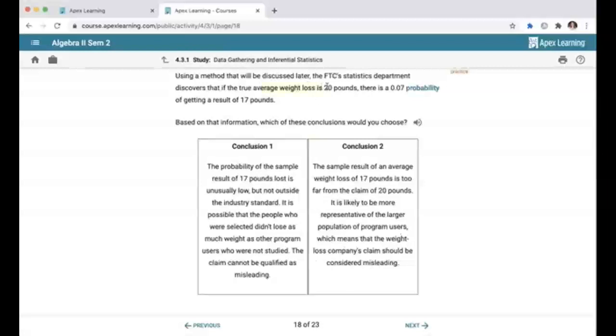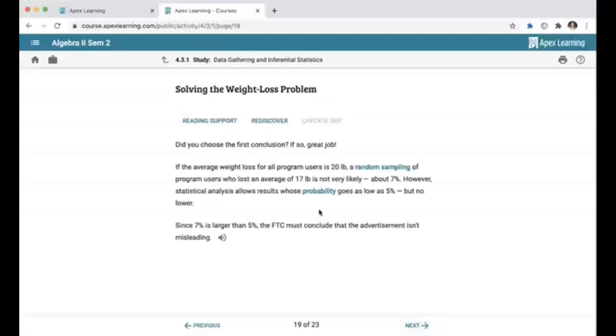If the true average weight loss is 20 pounds, then there's a 0.07 probability of getting 17 pounds. Okay, so is 17 pounds really far outside the norm? Well, 7% is greater than 5%. All right, so since 7% was greater than the 5%, right, our first answer is true, okay, because it's not very likely, but there's still a chance that it could happen. It's not under that 5%.